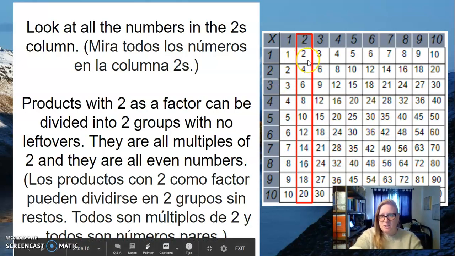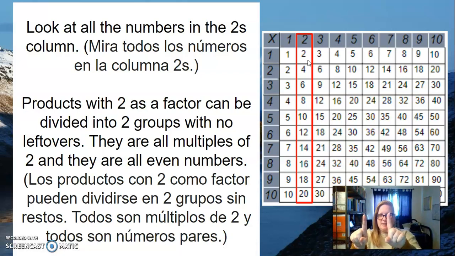So 2 divided by 2, if I have 2 things and I'm putting them into 2 separate groups, then I have 1. So 2 divided by 2 equals 1, or 2 times 1 equals 2. And that works for all of these. 2 times 2 equals 4, 3 times 2 equals 6, 4 times 2 equals 8, 5 times 2 equals 10, 6 times 2 equals 12.